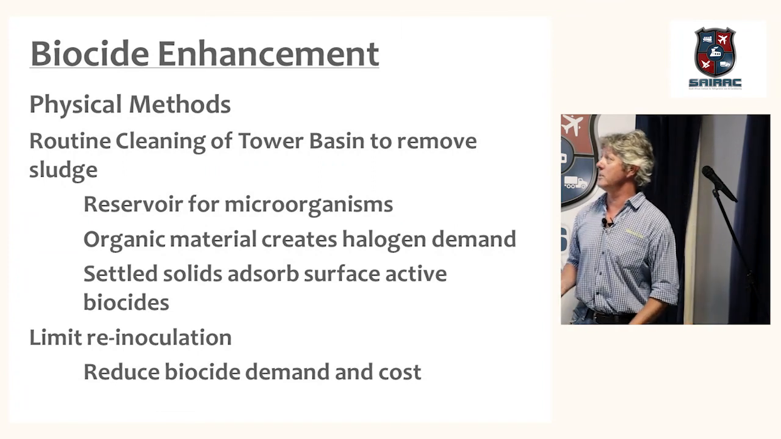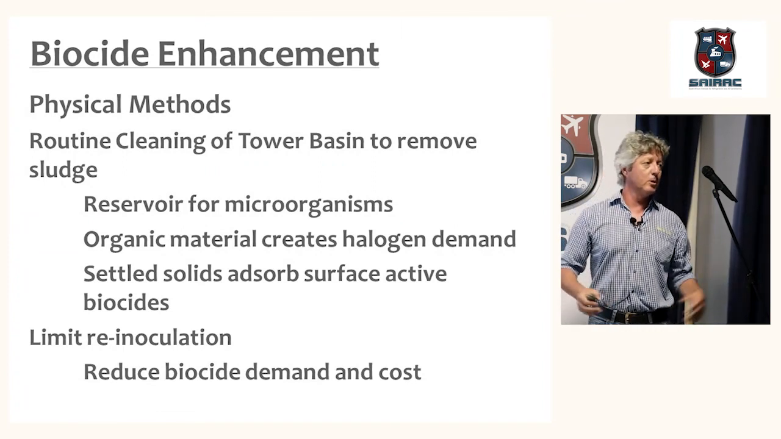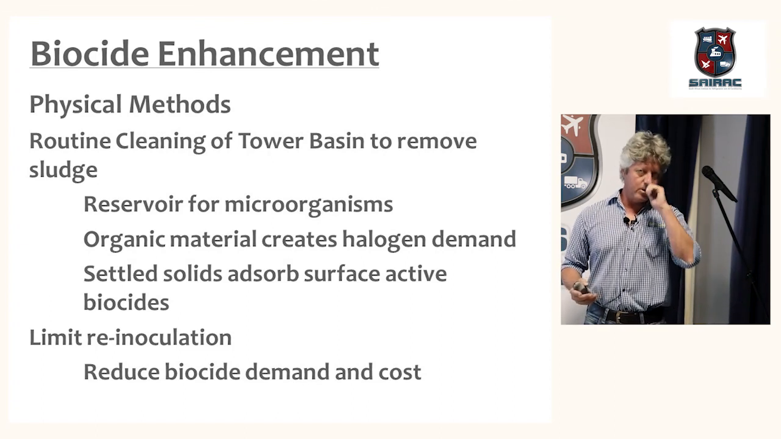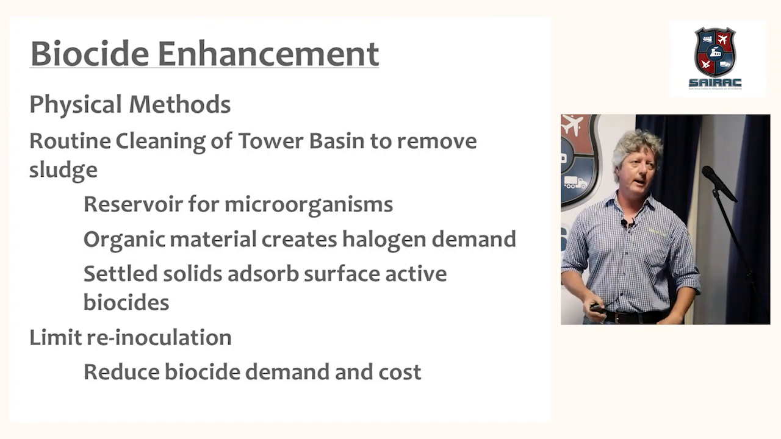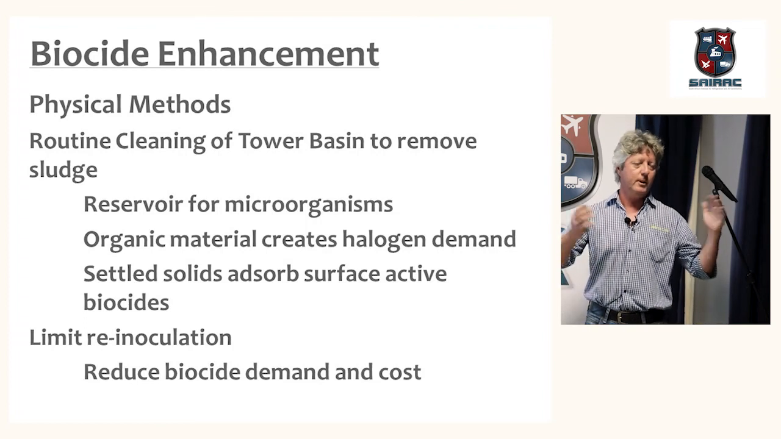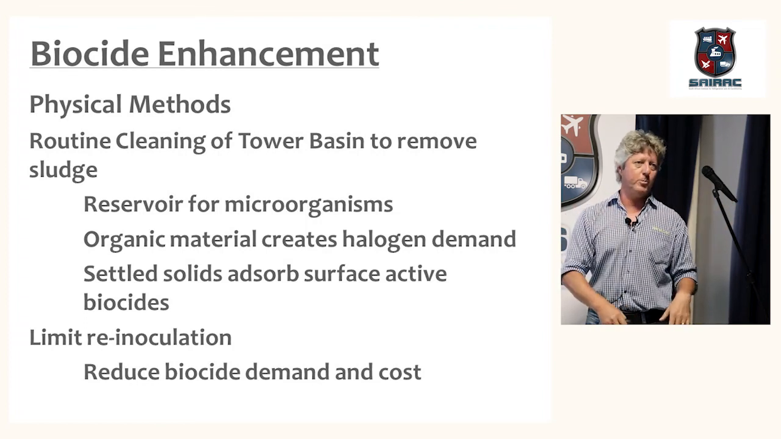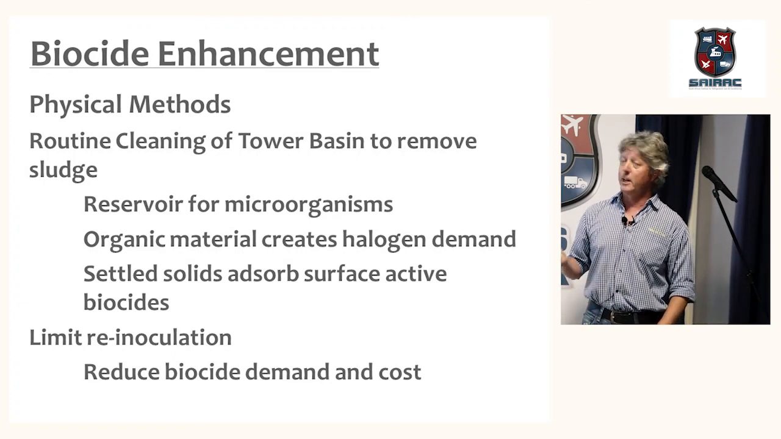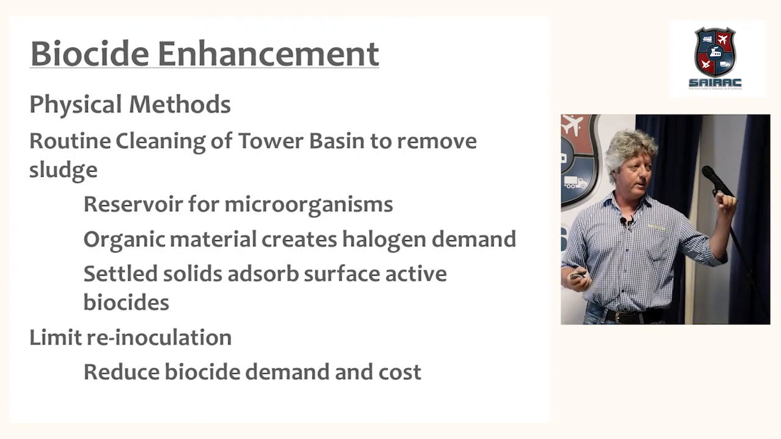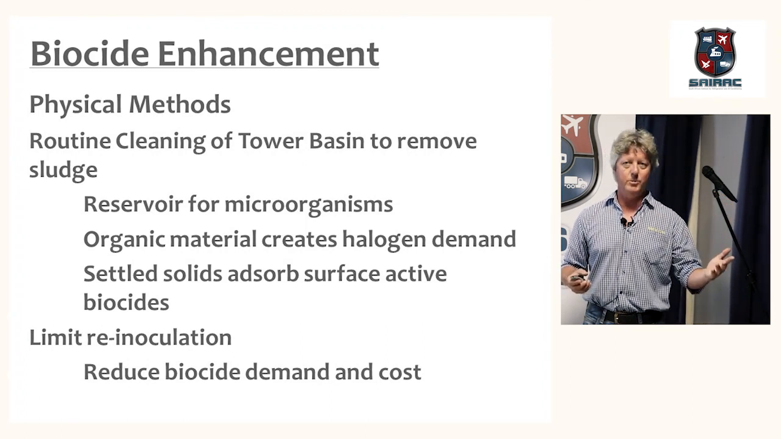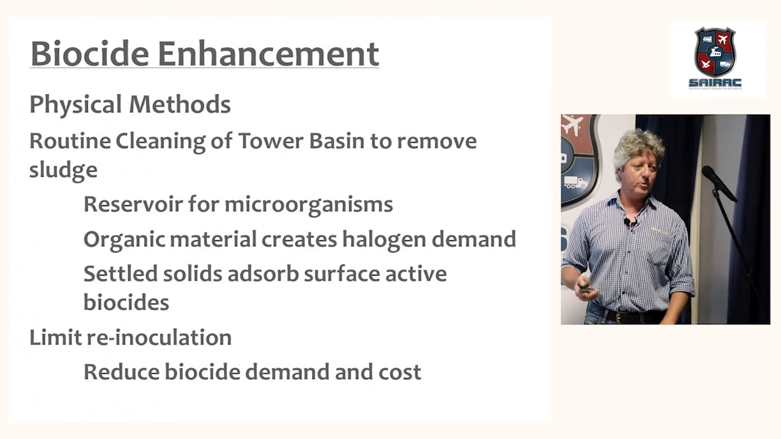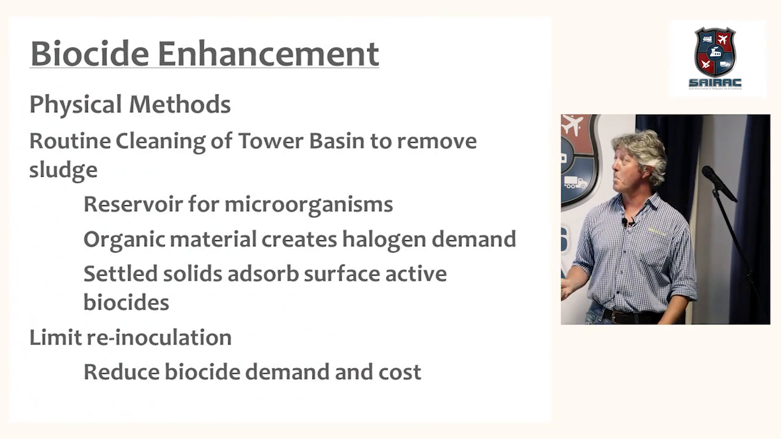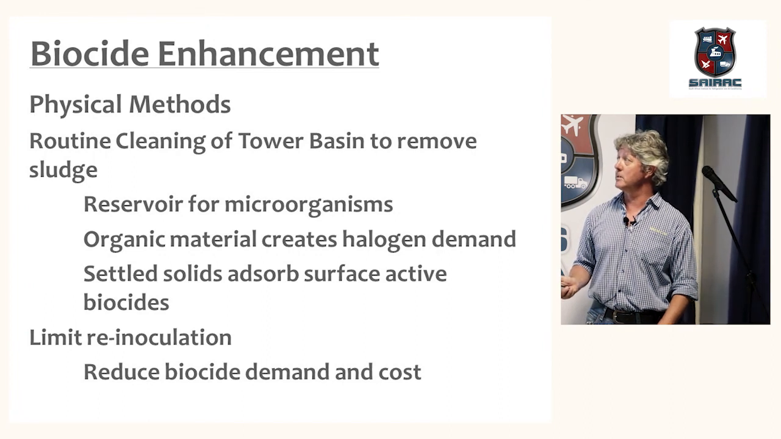Routine cleaning of tower basin to remove sludge. Sludge will continuously build up in a tower because of the dust being pulled in and running through the water. The water will encapsulate it, deposit it in your basin, and you will have sludge formation in your basin. Once you have sludge formation in your basin, you get at the bottom anaerobic conditions. That's where SRBs can start, and that's where you start getting problems. The reservoir for organisms, the tower basin.